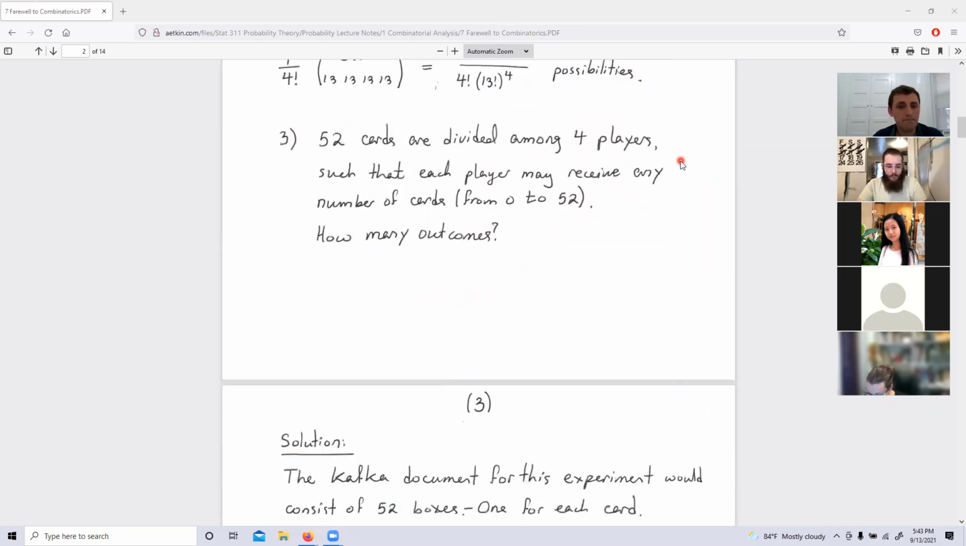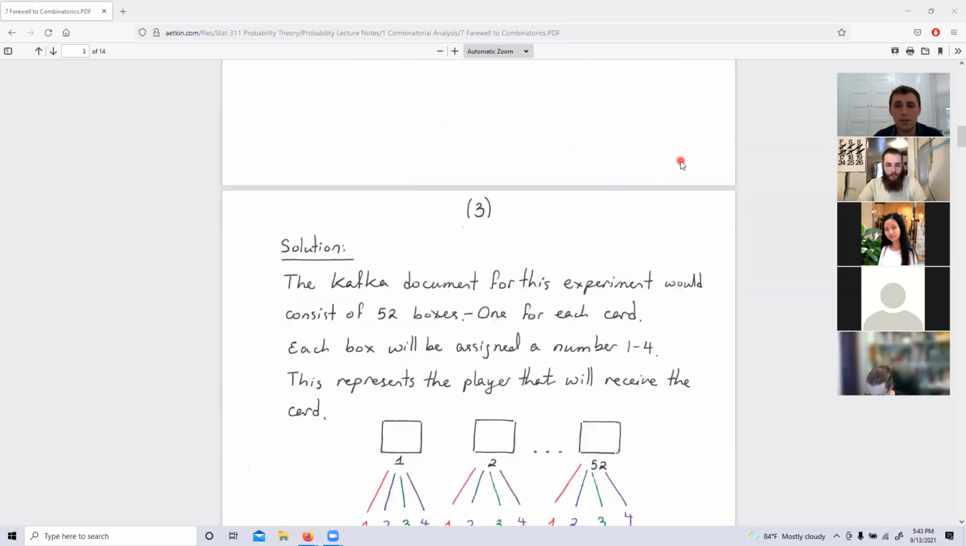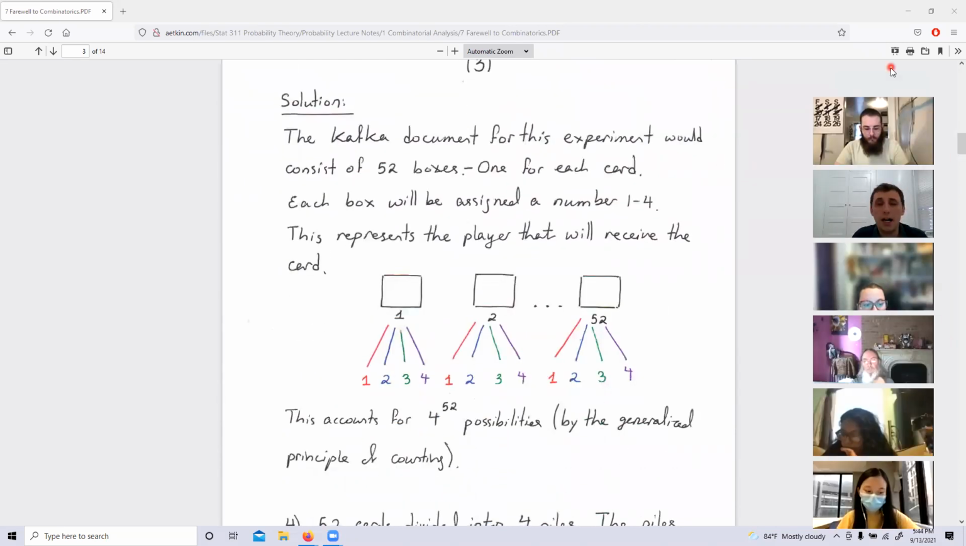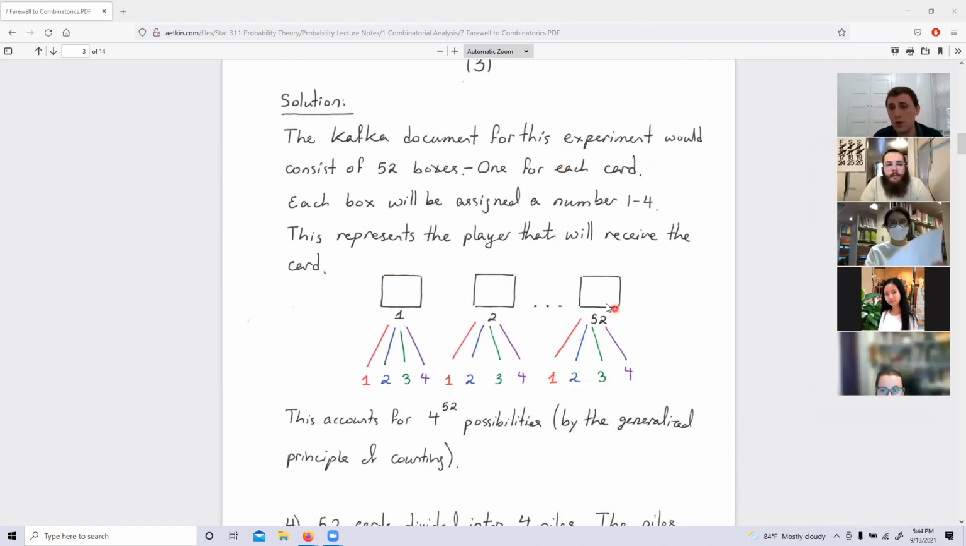Well then, let's look at the solution. You see, in this situation, each card can go anywhere it likes. So card 1 can go to player 1, player 2, player 3, or player 4. Regardless of what card 1 did, card 2 can also do the same; it has 4 possibilities. So you see, what do we have? We have 52 boxes for each card, and within each box, I write numbers 1 through 4.